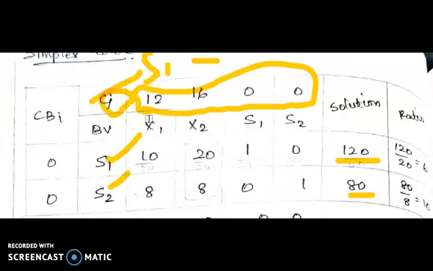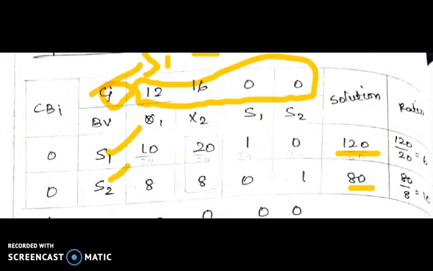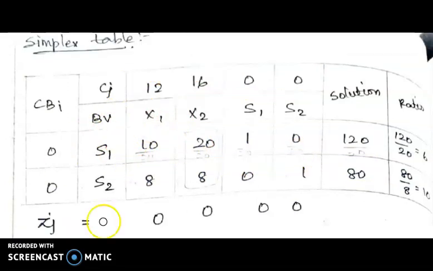So the objective function values are 12, 16, 0, 0, and the solution column holds the equation values. Next is the minimum ratio: 120 divided by 10, and 80 divided by 8. Among these, the minimum value is 6.